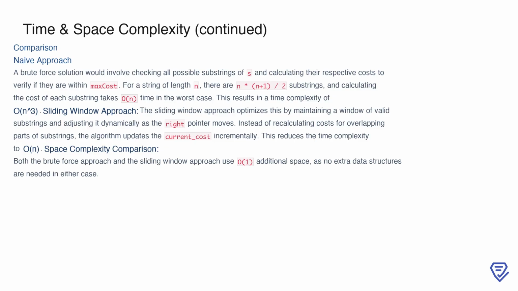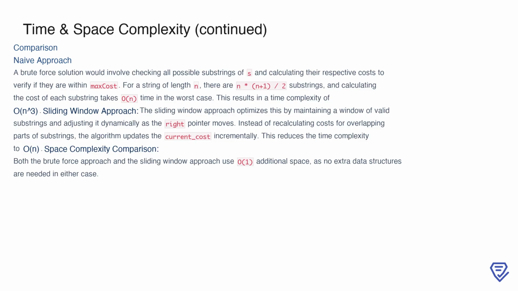A naive approach would involve checking every possible substring of s and calculating the cost of converting it to t. Given that there are n(n+1)/2 substrings in a string of length n, and calculating the cost of each substring takes O(n) time in the worst case, the total time complexity of the brute force method is O(n cubed). In contrast, the sliding window approach avoids recalculating costs for overlapping parts of substrings.